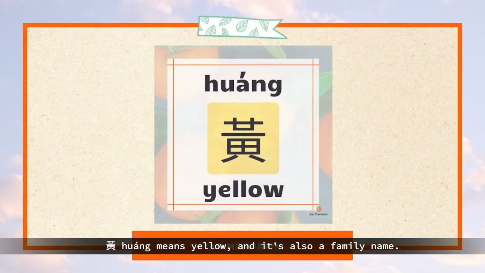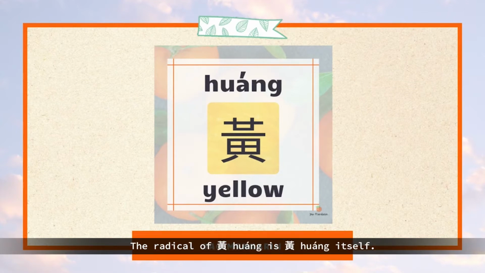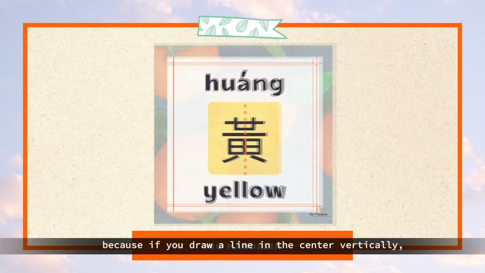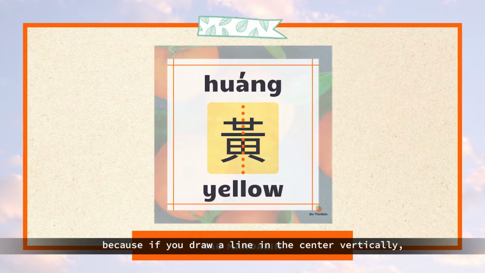黄 means yellow. It's also a family name. The radical of Huang is Huang itself. Do you still remember that I mentioned Chinese characters focus on balance? You can tell from Huang because if you draw a line in the center vertically, you'll find the left and the right parts are the same. So when you write it, imagine there's a line in the center and it will help you write Huang beautifully.